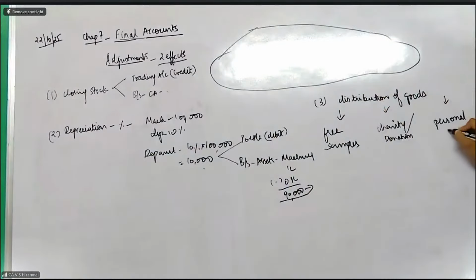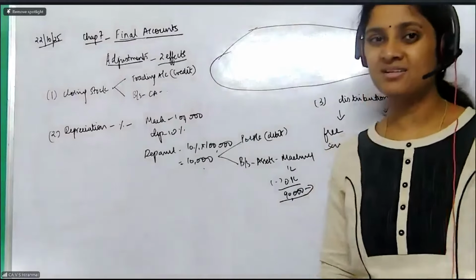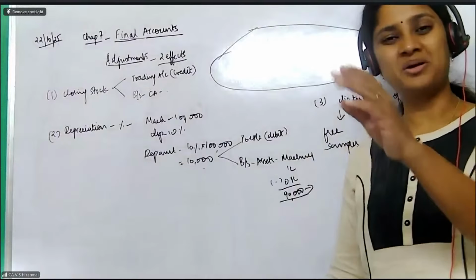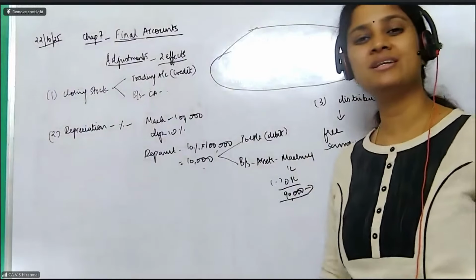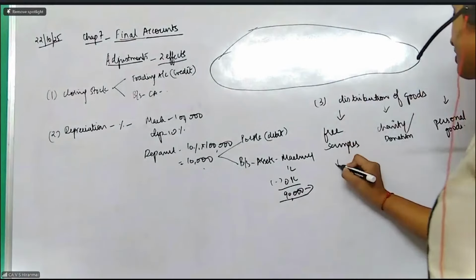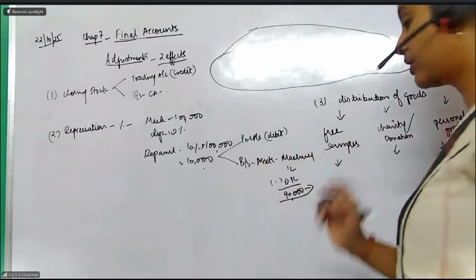In all these cases, the goods are going away. Very, very important. In all these cases, the goods are going away. But are you getting money out of this? You are not getting money. So how should I treat them? Very, very easy, my dear students. All of you, please see. In all these three cases, the goods are getting reduced. So what should I do?